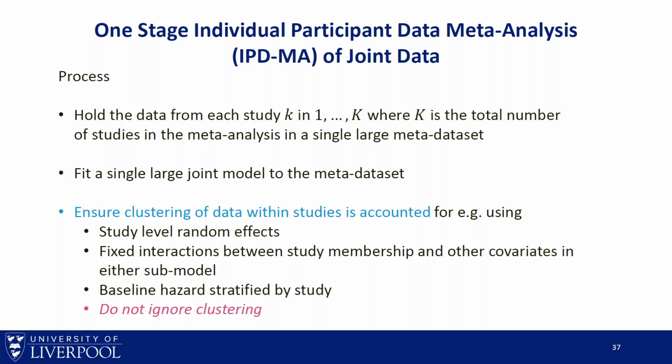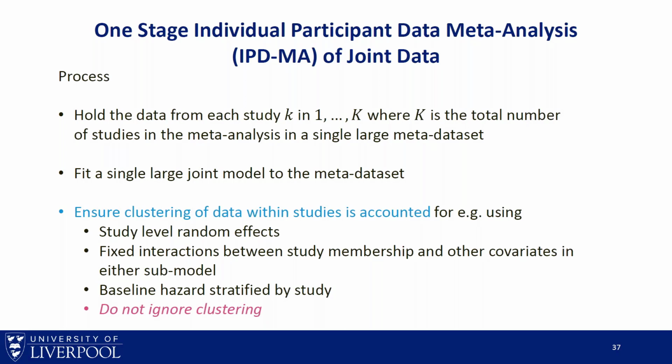Once these preliminaries have been completed, the first step is to construct a large metadata set that holds the data from all studies in a single large data set, with a study indicator noting which study the data originated from. After that, a single joint model is fitted to this multi-study dataset, and it's vital to ensure that the clustering of data within studies is represented in the model. In a joint model, there are a wide range of different methods to represent clustering: through study-level random effects, fixed interaction terms between study membership and other covariates, which could be included in either of the longitudinal or time-to-event submodels, by stratification of the baseline hazard in the time-to-event submodel, or through some combination of these approaches.